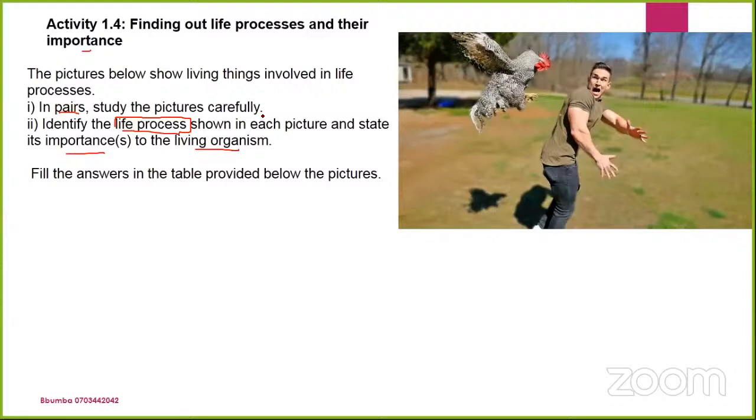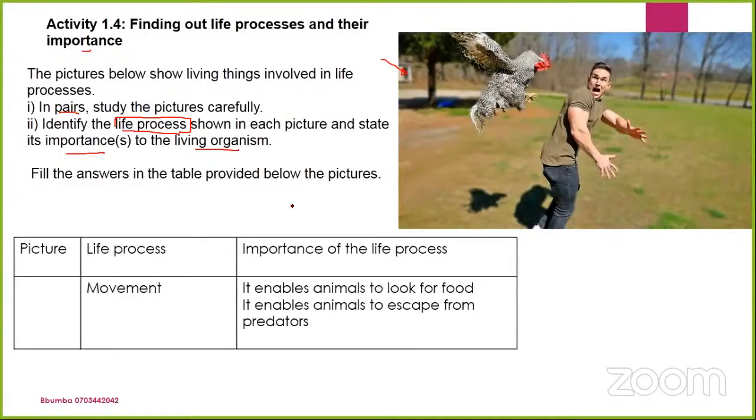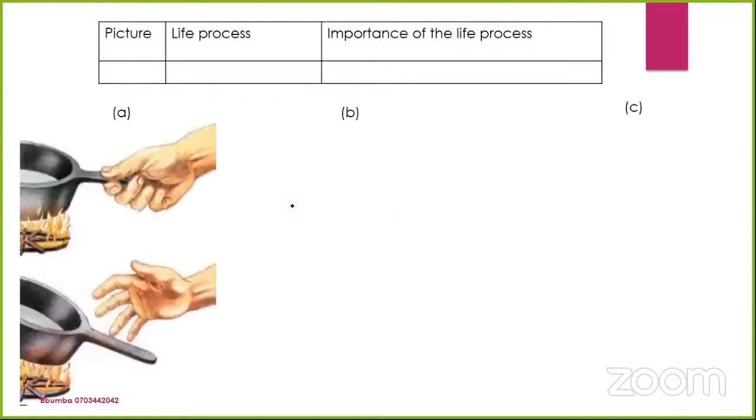Okay, thank you very much. Actually, they both are correct. You can identify it as sensitivity, because the man used his eyes to detect danger, to sense danger, and then he responded by moving. So both of them are actually correct. Then we can go to another picture, A.